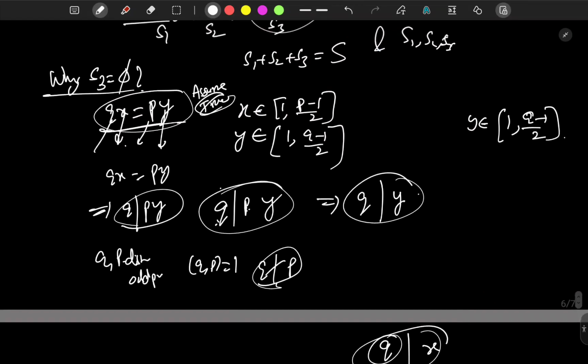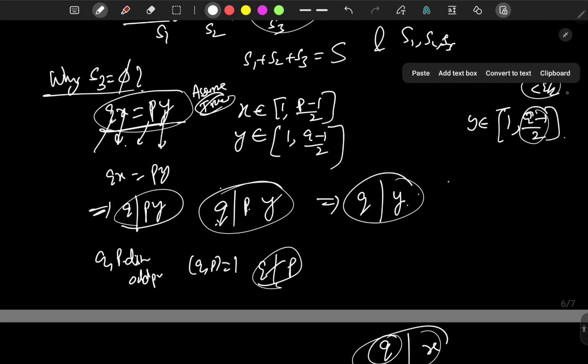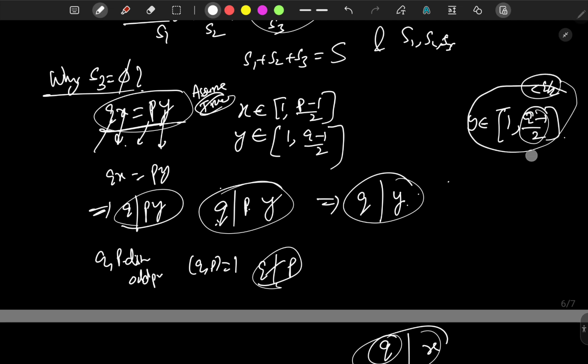But observe that the range of y is 1 to (q-1)/2. You can think of it as y less than q/2. So it's not even crossing q; y cannot be the value of q. So from this range, I can say q doesn't divide c.